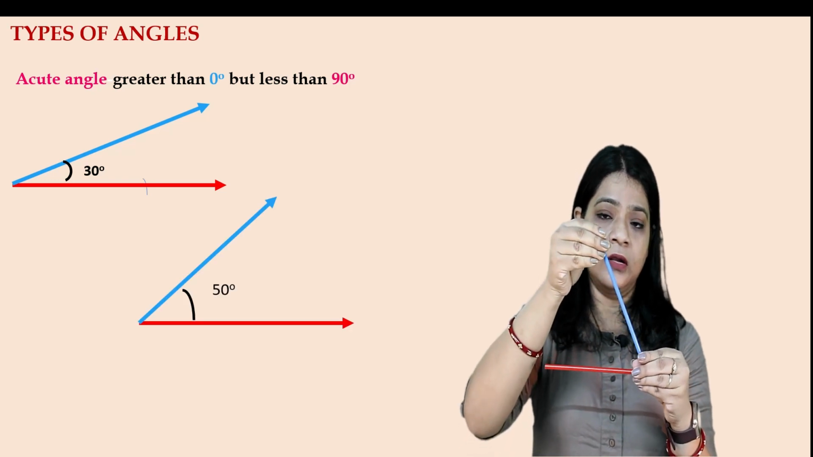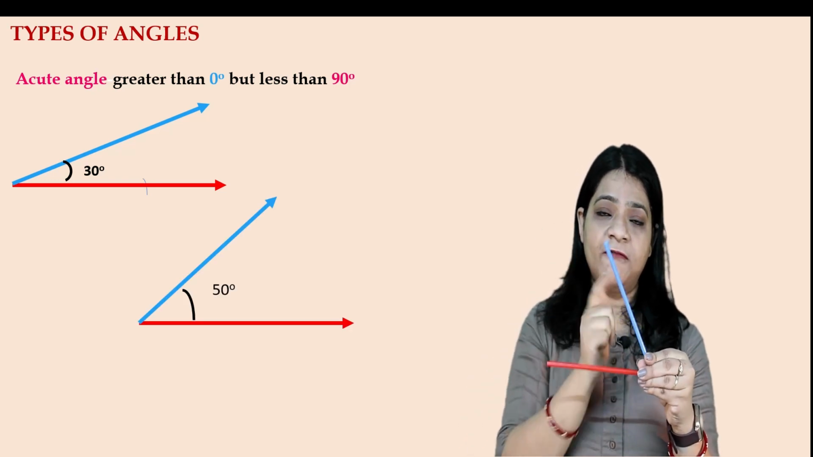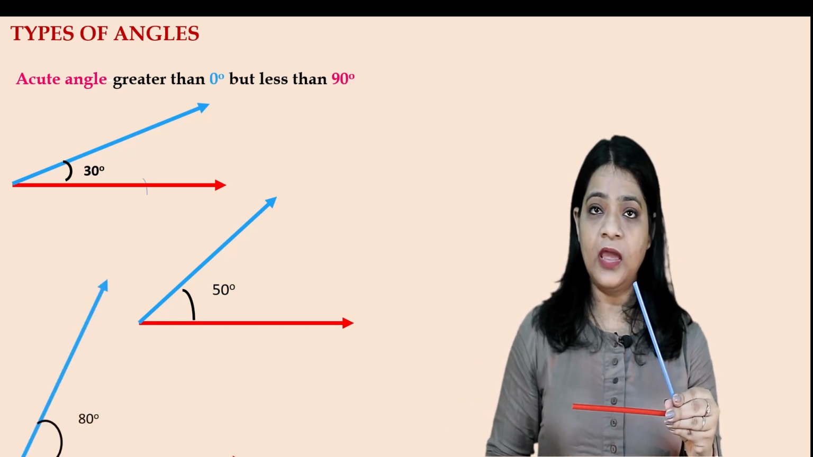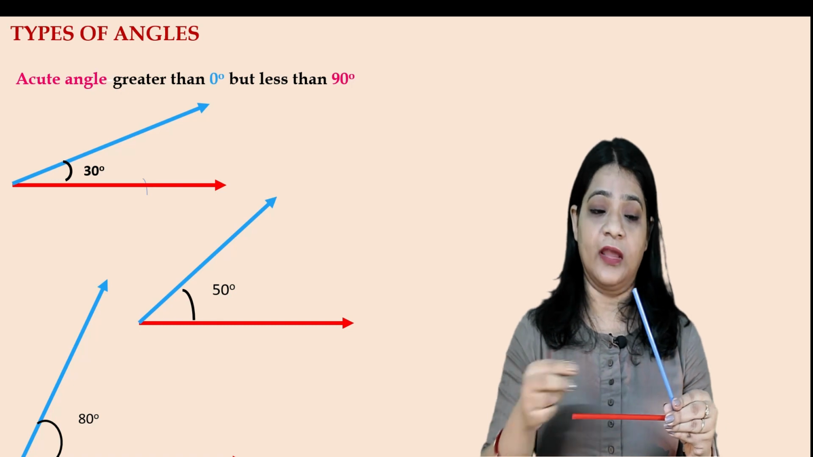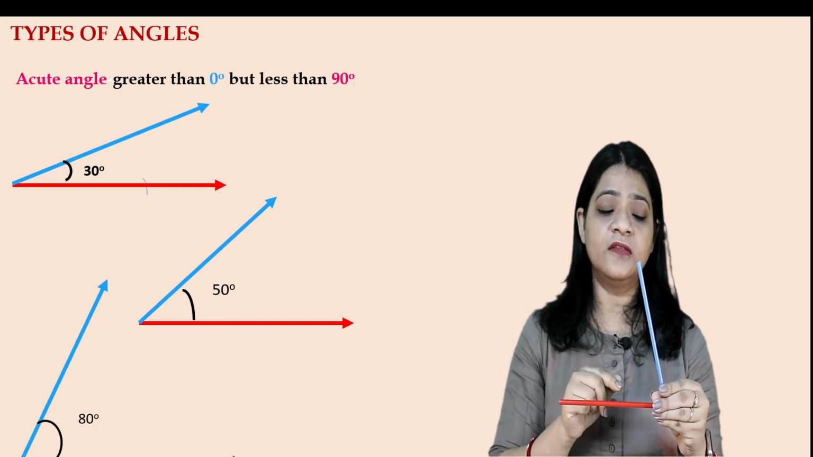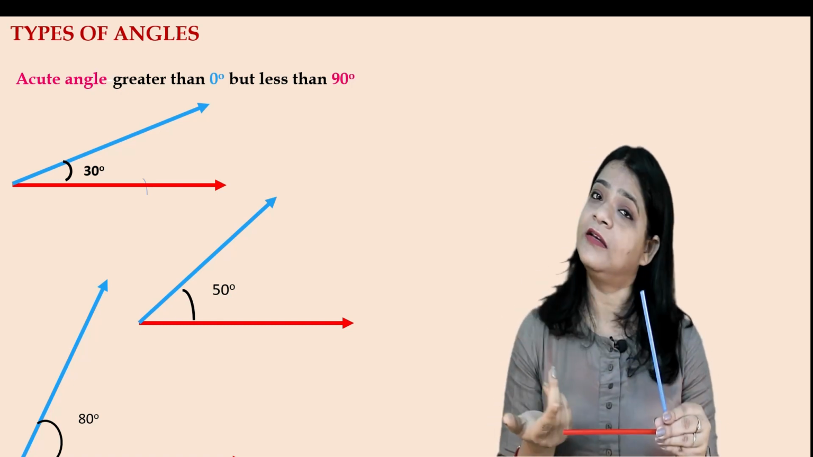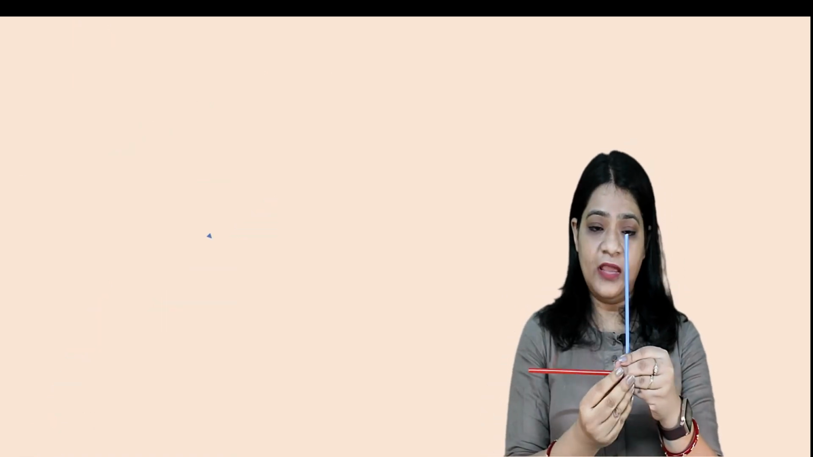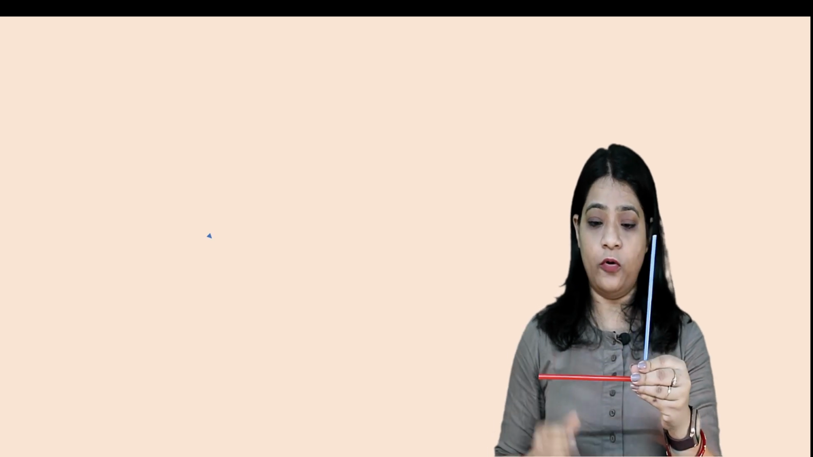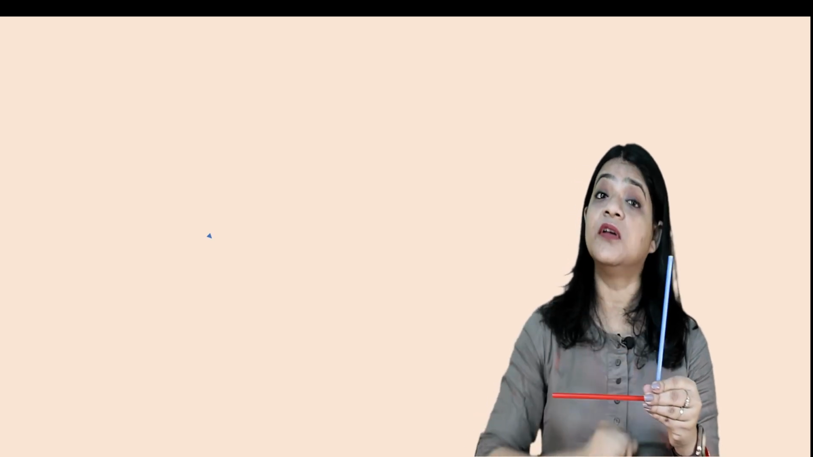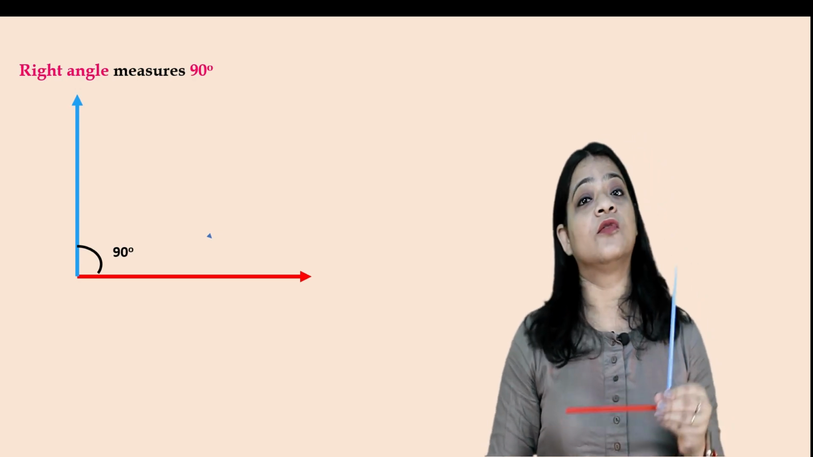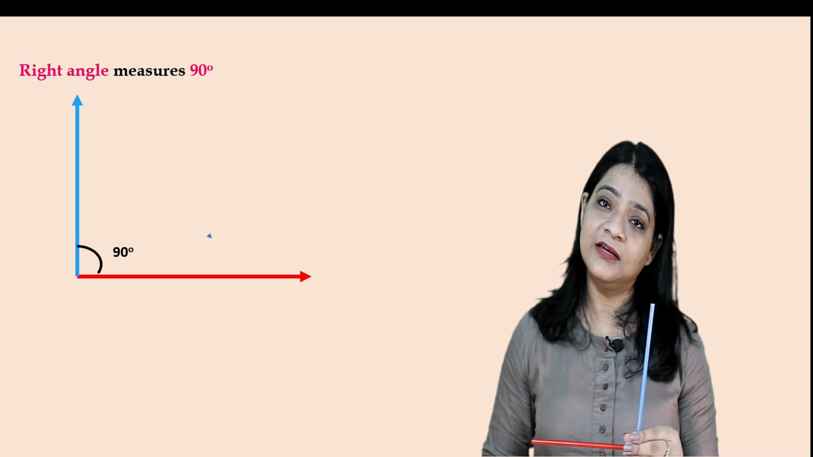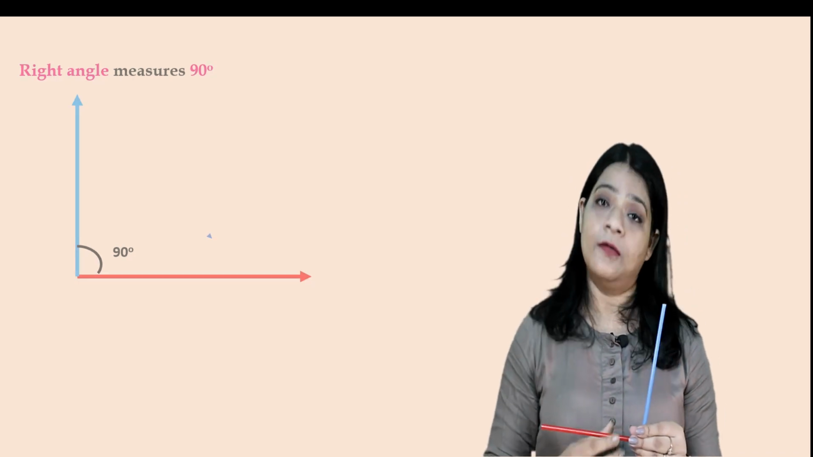Now, if I move this blue ray further, suppose this is 50 degrees, 50 degrees is also an acute angle. If I move this, suppose this is 80 degrees, 80 degrees is also an acute angle. Now, when the two rays are at this particular position and it measures exactly 90 degrees, that is called a right angle. So, an angle measuring 90 degrees is called a right angle.